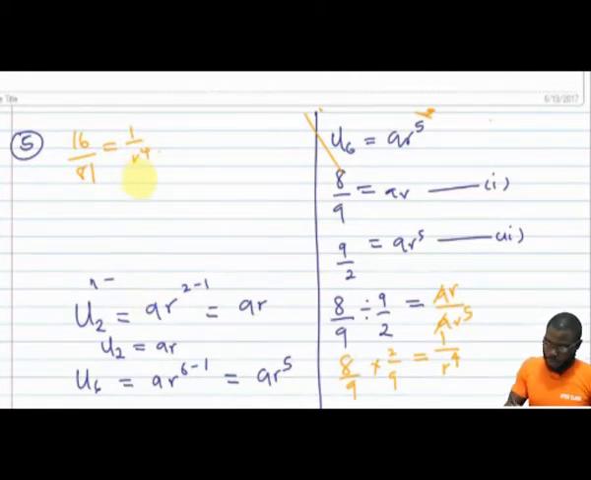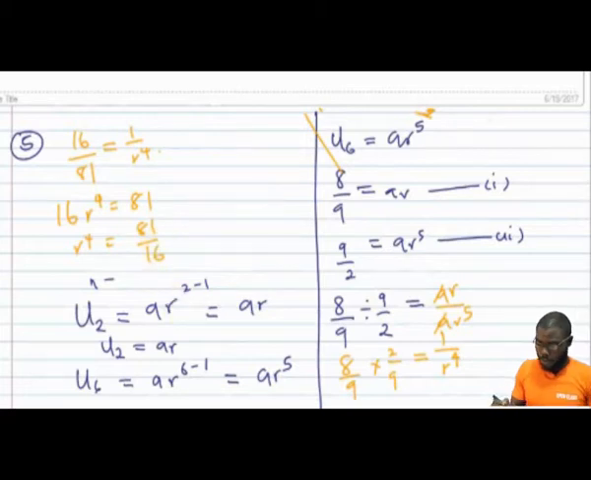So if you find the reciprocal of both sides, or if that will be too difficult for you, you can just do simple cross multiplication. 16 R to power of 4 equals 81, which means that R to power of 4 is 81 all over 16. So let me clear this up a bit.